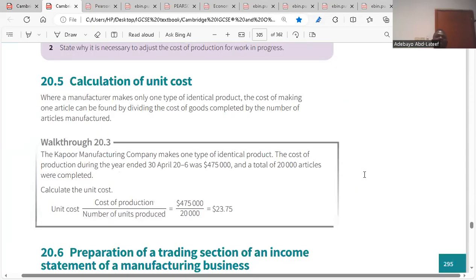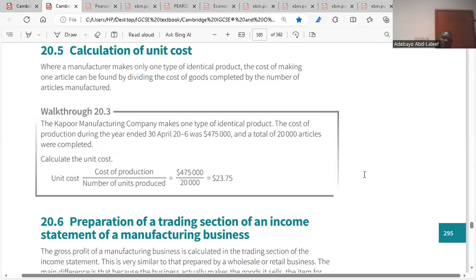So now we have to calculate the unit cost of production. To calculate the unit cost of production, it is just the cost of production divided by the number of units produced. I think that is clear. Yes. Now that we are done with preparing the manufacturing account, because we already have our cost of production, we have to prepare this trading section. Are you with me? Yes.